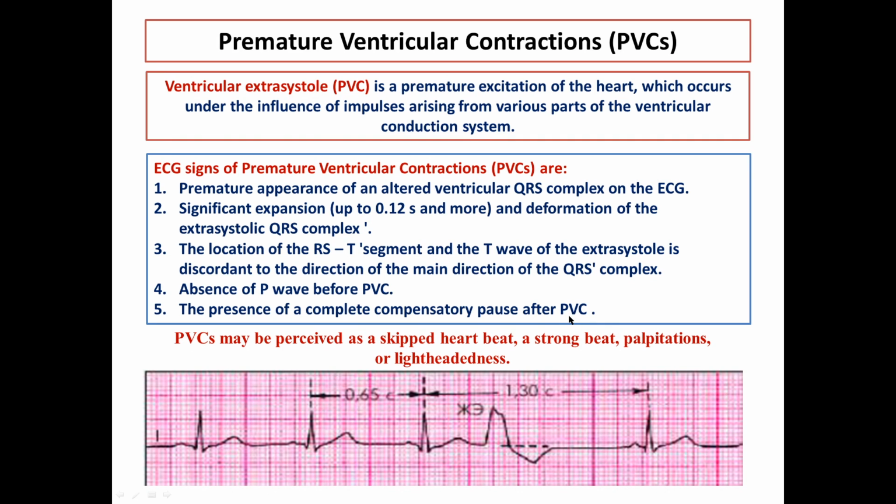Premature ventricular contraction is a premature excitation of the heart which occurs under the influence of impulses arising from various parts of the ventricular conduction system. For example, it may be located in the right ventricle or left ventricle.